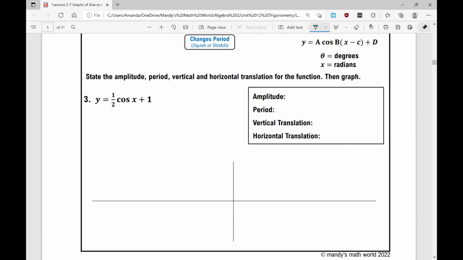So this is the last example for today. It says to state the amplitude, period, vertical and horizontal translation for the function, then graph. So we have a cosine function here. That's the first thing that I notice.